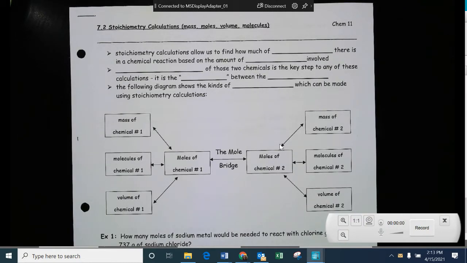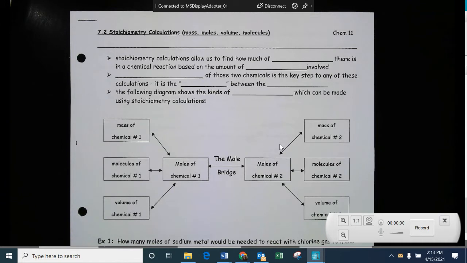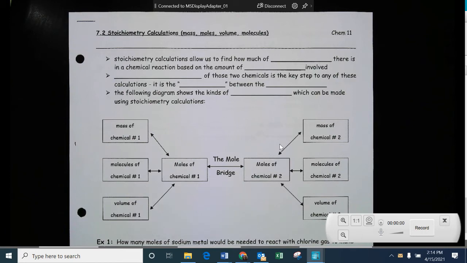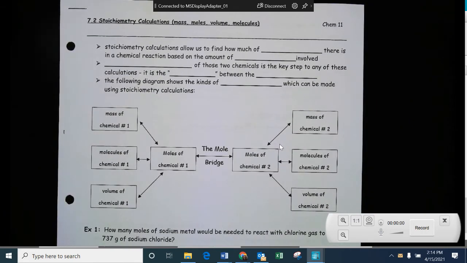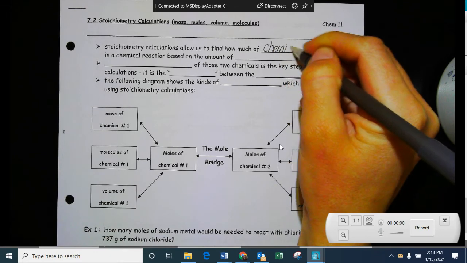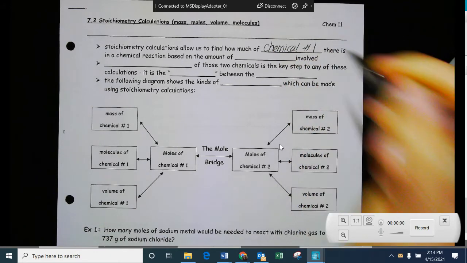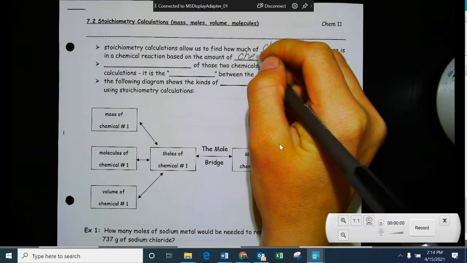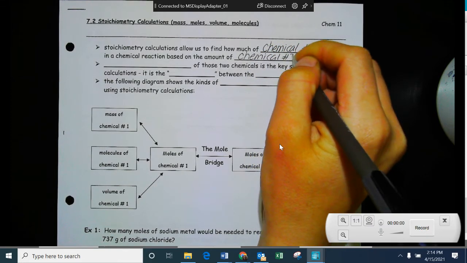Tomorrow at the latest. So 7.2, stoichiometry calculations. So now we're looking at mass, moles, volume, and molecules. All the fun stuff. So in stoichiometry calculations, this is where we're actually going to figure out how much of a chemical, so we'll just call chemical 1. The notes are just up here, or somebody at your table might have grabbed them for you. How much of chemical 1 there is in a reaction based on the amount of another chemical, which we'll call chemical 2, involved.